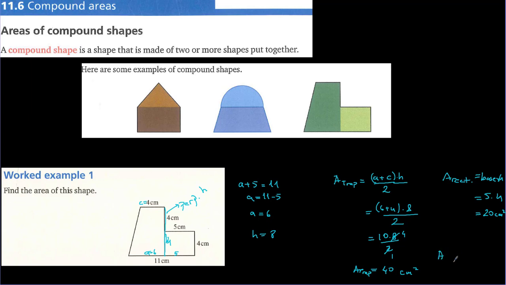So the area of the compound shape, CS, is going to be equal to 40 plus 20, which is equal to 60 centimeters square.